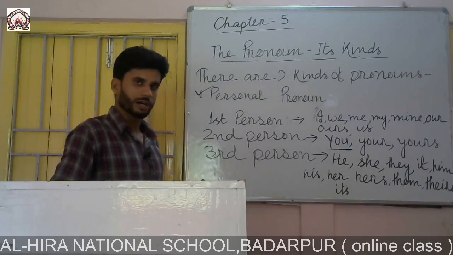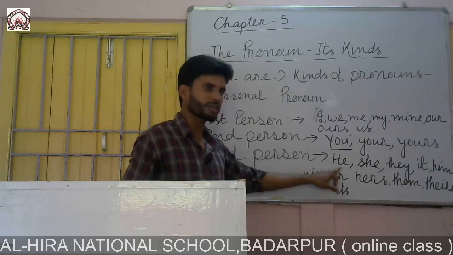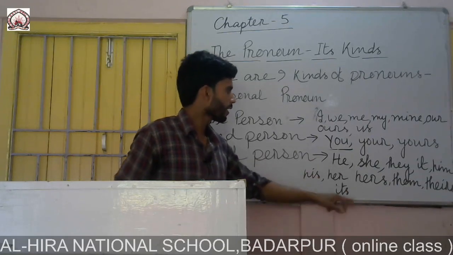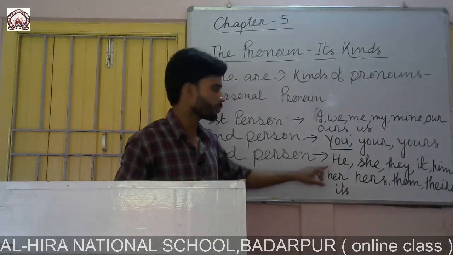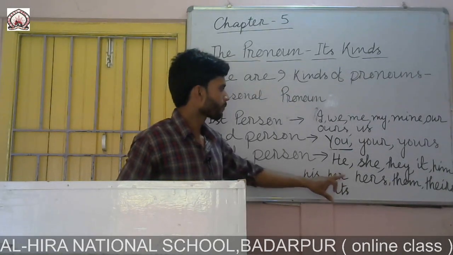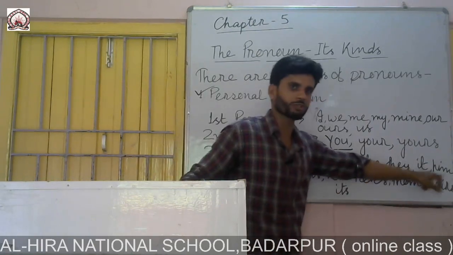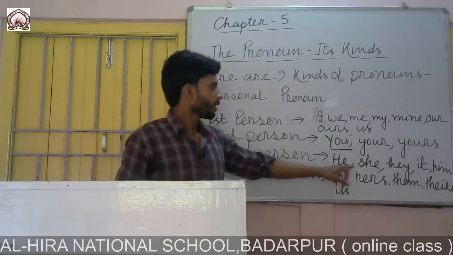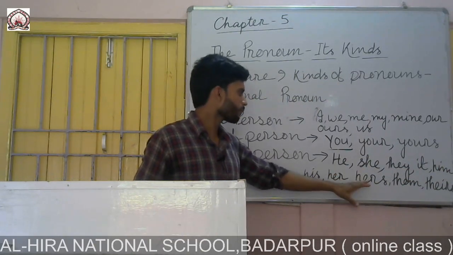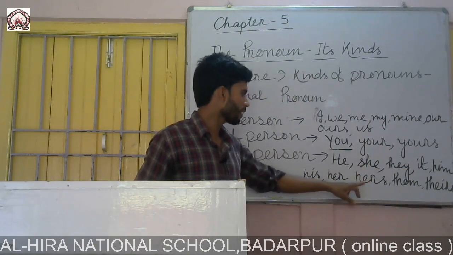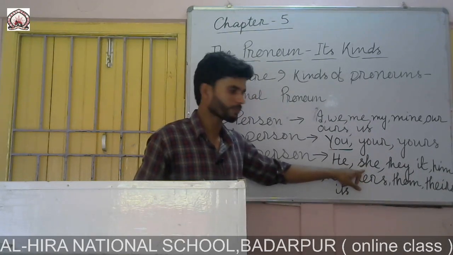So, here again in the case of third person, he is singular, it indicates only one person, and his has actually come from he. Then him, him has also come from he. Then she is also third person, but it is singular, it indicates only one person. Hers, her, these two are related to she.